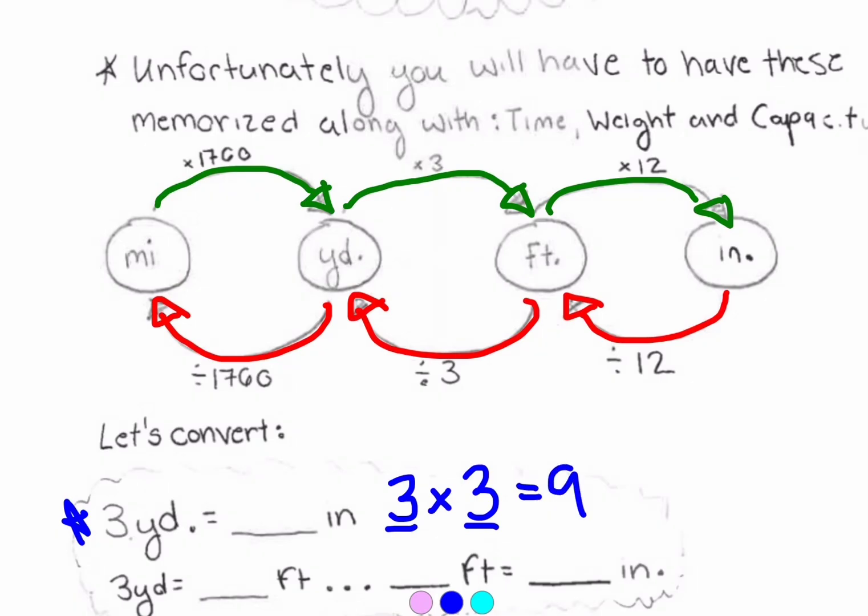So that's saying there are 9 feet in 3 yards, but I don't need to know how many feet there are. I need to know how many inches. And there are 12 inches in 1 foot. So I would do 9 times 12.